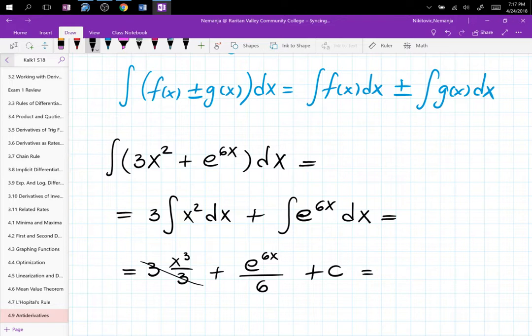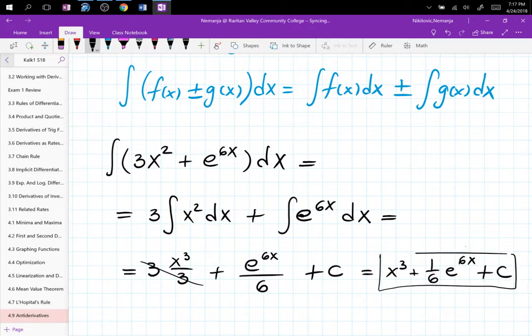So the final answer over here, all cleaned up and nice, is going to be x cubed plus 1 over 6 e to the 6x plus c. You can also write e to the 6x over 6.